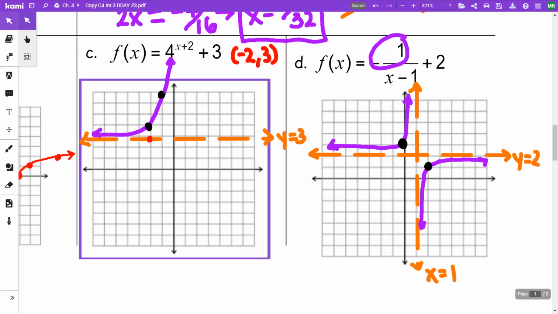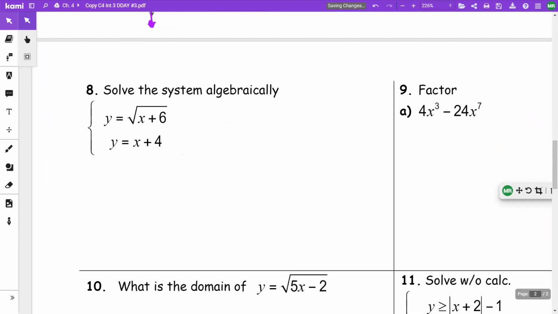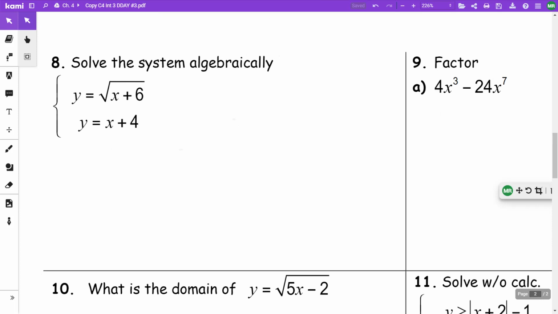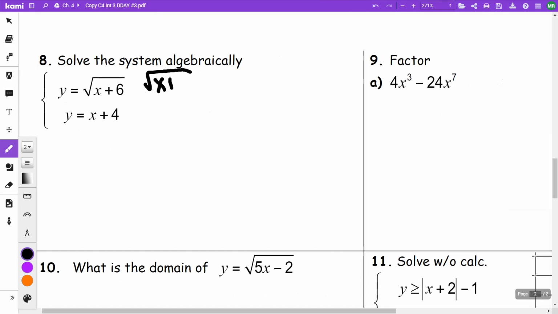On number 8, solving a system. Okay, so we have to find an x and a y. I'm going to do equal values. So I'm going to go square root of x plus 6 is equal to x plus 4. I have a square root graph and a line graph.